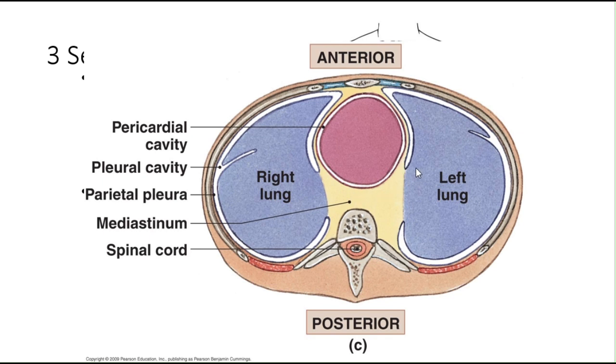And our lung also is covered by a serous membrane called the pleura, the visceral pleura, and another layer attached to the chest wall is called the parietal pleura, and between them there is a cavity called the pleural cavity, this white thing here.